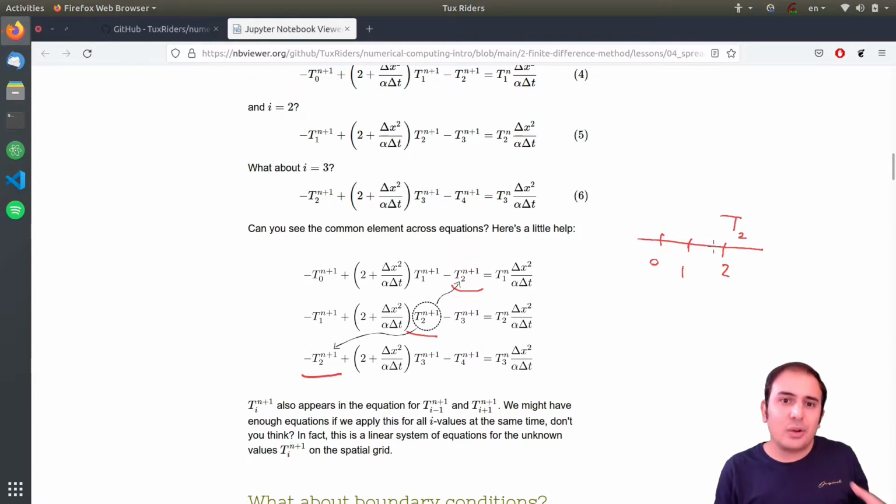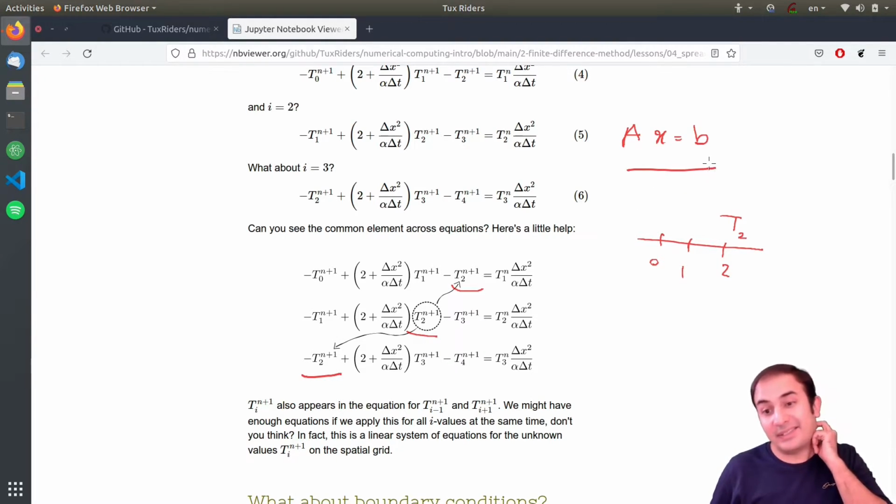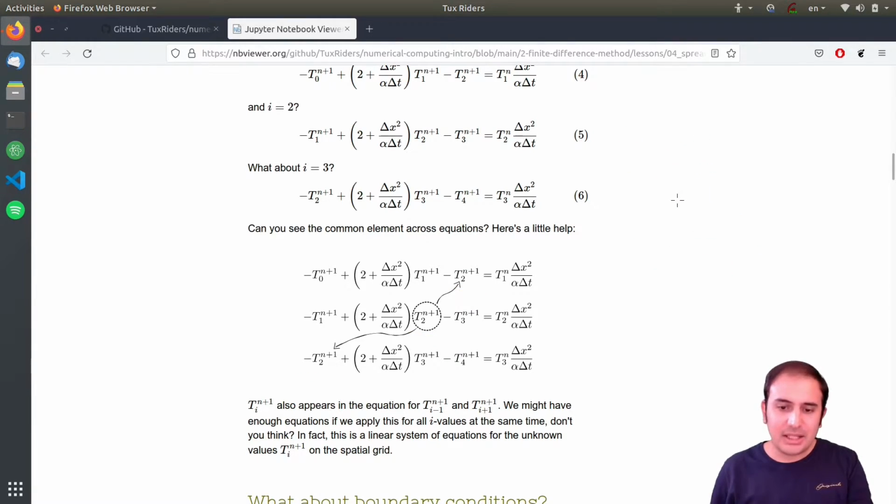As a result, we need to construct a formulation for this, writing all these equations and then trying to get an equation like Ax equals b, the famous linear system of equations that you need to solve using a solver or a linear algebra system. This is the difference between implicit and explicit. Let's see how we can go for it.